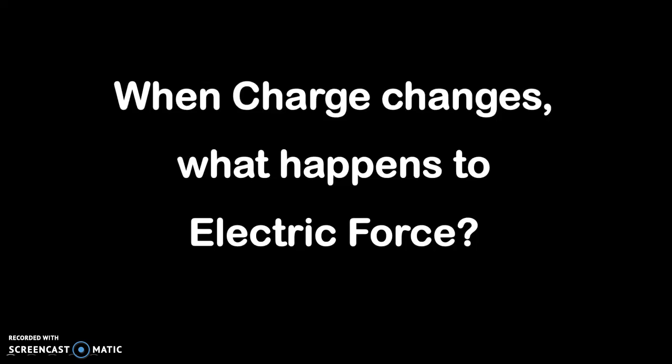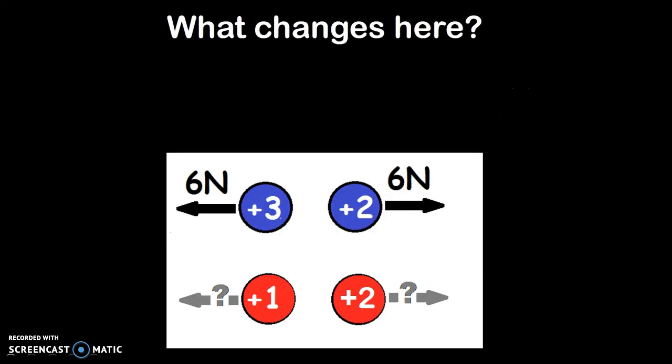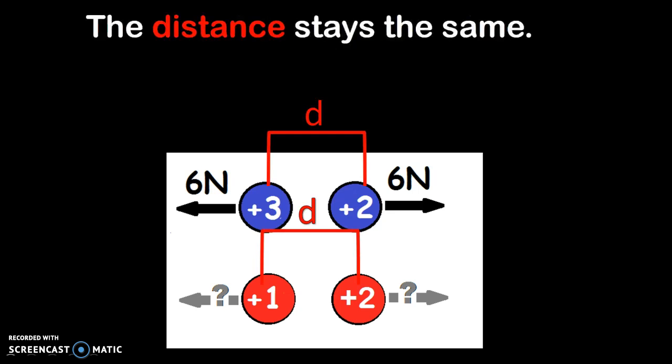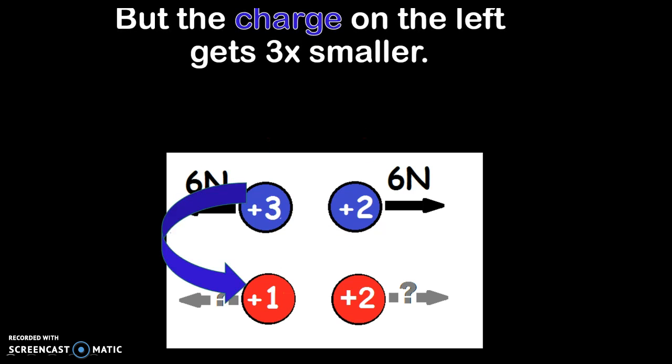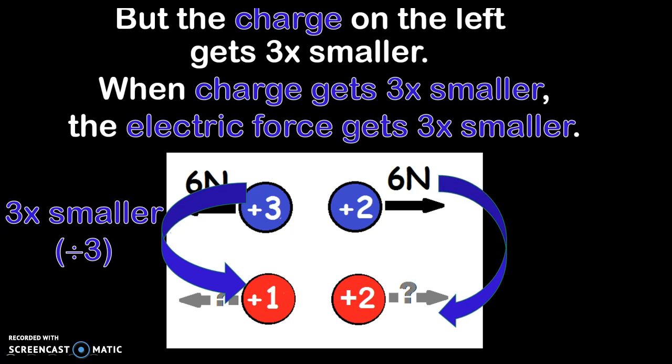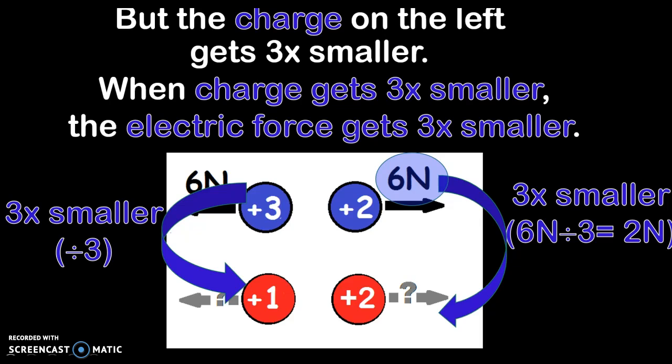When charge changes, what happens to electric force? What changes here? The distance stays the same, but the charge on the left gets 3 times smaller. We could say it's divided by 3. 3 divided by 3 gives us a charge of +1. When the charge gets 3 times smaller, the electric force gets 3 times smaller. So our original force of 6 newtons can be divided by 3 to get our new force of 2 newtons.